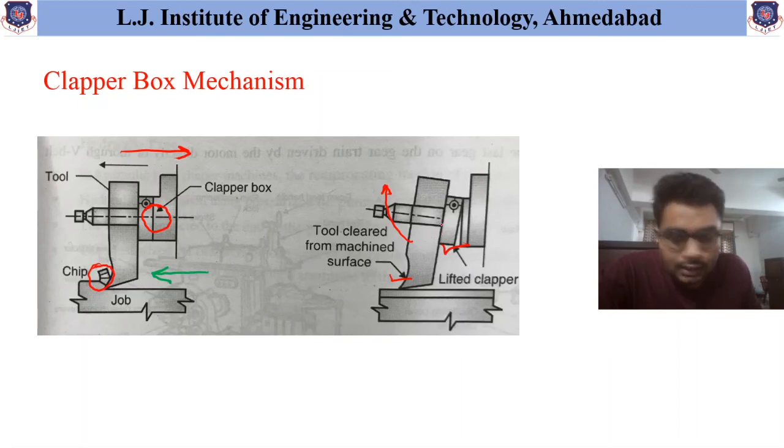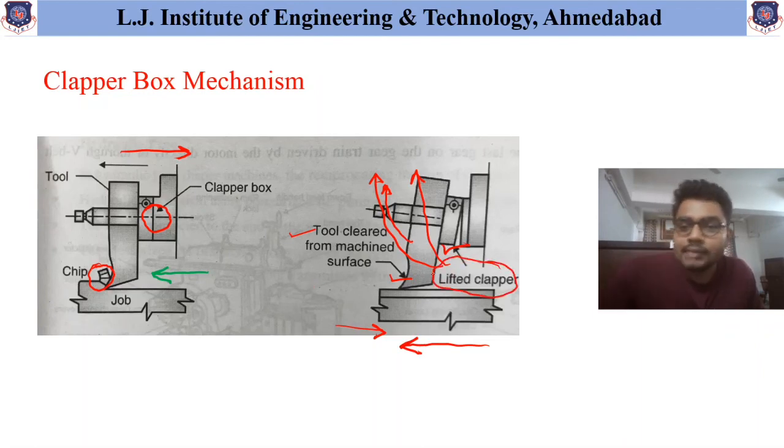As one can see, again I am explaining this. At this particular point, when it moves in the forward stroke, it cuts the material, but when it returns, this clapper box itself rotates in this particular direction, and due to this minor rotation, the tool is cleared from the machined surface, and this lifted clapper helps to maintain the surface finish. So this is the basic advantage of the clapper box mechanism.